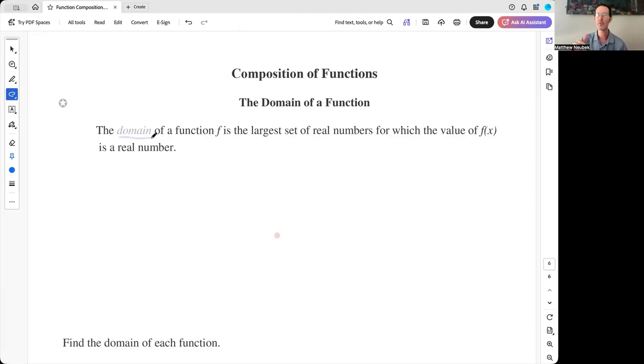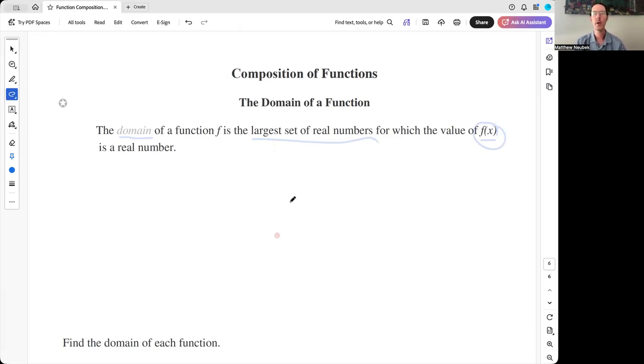We're going to take some numbers and we're going to plug them into a function. And you're going to see what that actually looks like in practice in a moment. And the largest set of real numbers: this is a collection of numbers that we're going to plug into a function for which the value f of x is a real number. So what we want is the output of the function to be giving us real numbers, nice numbers.